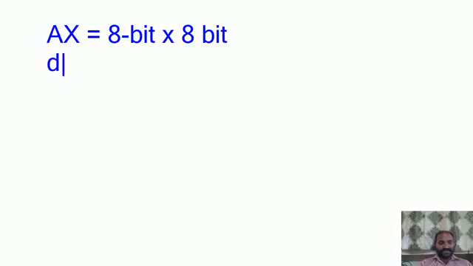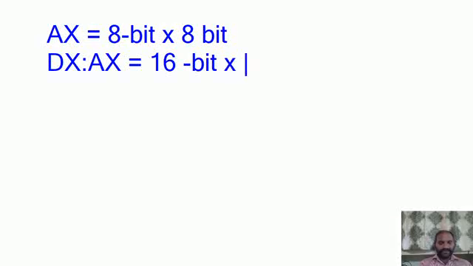For 16-bit multiplication, the result is stored using two registers, the DX register and the AX register. The DX register is holding the higher order word and the AX register is holding the lower order word, since the multiplication is between two 16-bit numbers. So this is what we have about the multiplication instruction in the 8086 microprocessor.